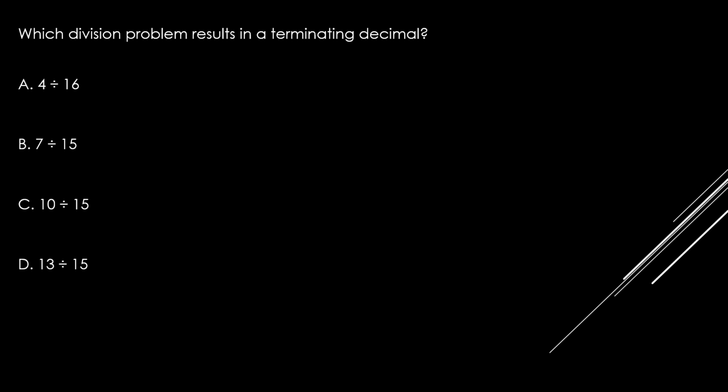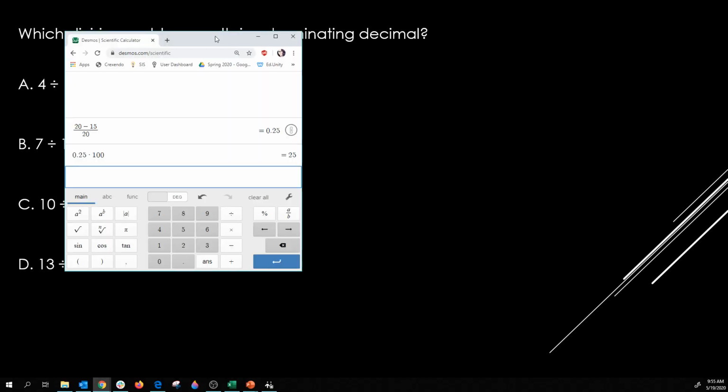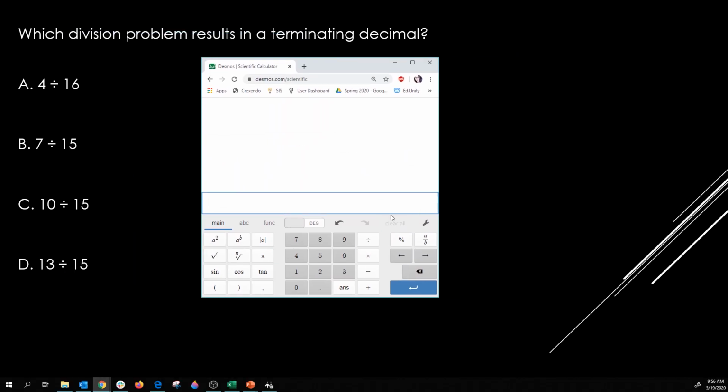Alright, so we want to know which division problem results in a terminating decimal. So a terminating decimal is one that ends, meaning it does not repeat. Okay, so we are looking for one that ends. On this one, it's very easy to do with a calculator. So I'm just going to start typing all of these in.